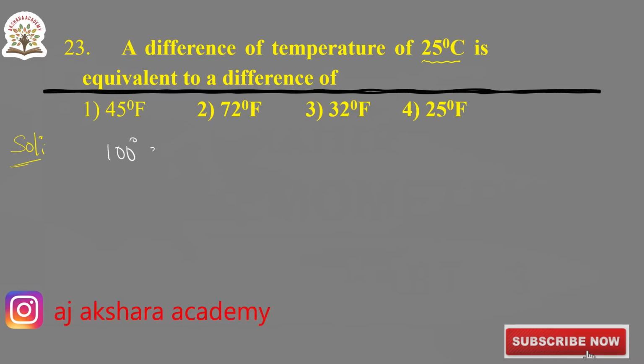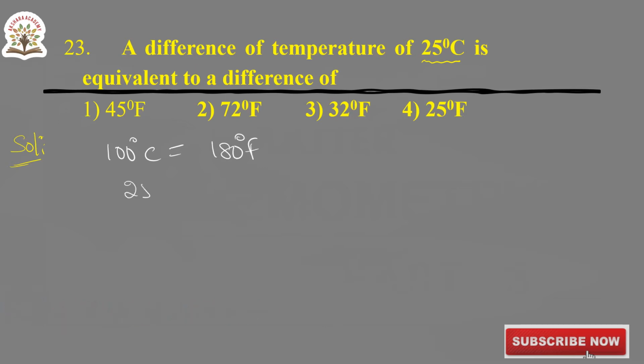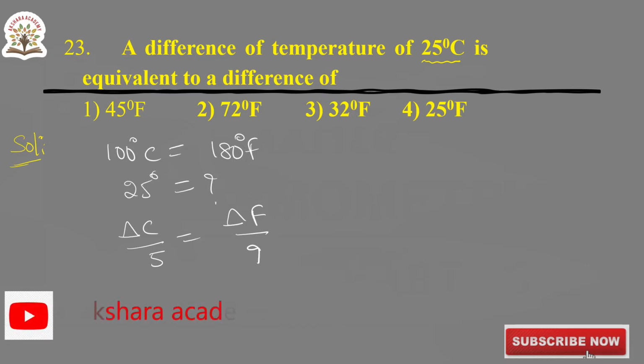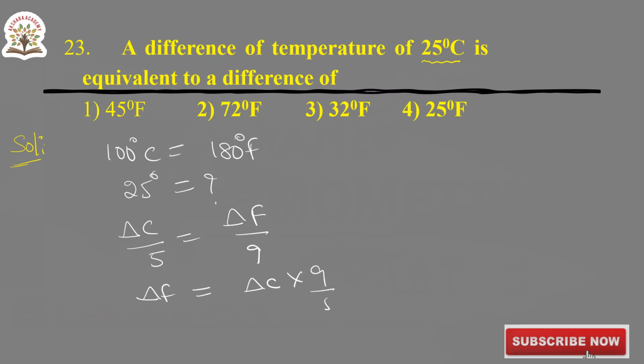100 degrees centigrade is equal to 180 degrees Fahrenheit. 25 degrees centigrade we have to calculate. Delta C by 5 is equal to delta F by 9. Here the given difference in temperature is 25 degrees centigrade. So taking cross multiplication, delta F is equal to delta C into 9 by 5. So that is equal to 25 degrees centigrade into 9 by 5.